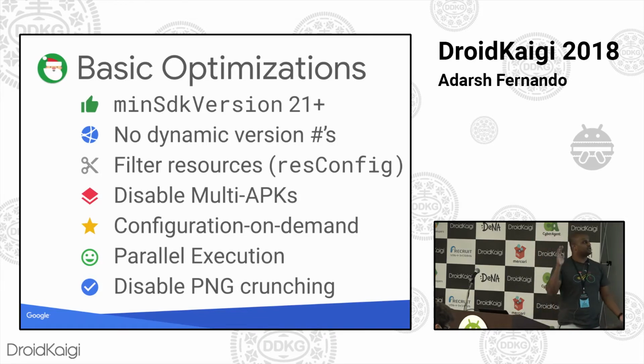OK, so just a recap. Basic optimizations: we increased the min-SDK version. We removed dynamic version numbers. We're filtering all the resources that we don't need while debugging our app. Disabled multi-APKs, enabled configuration on demand. We enabled parallel execution, and we disabled PNG crunching.